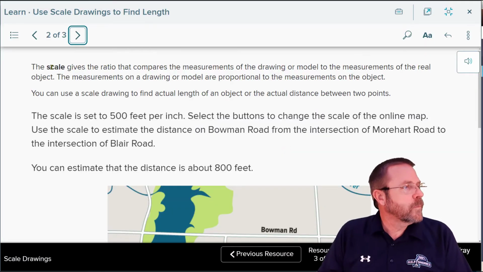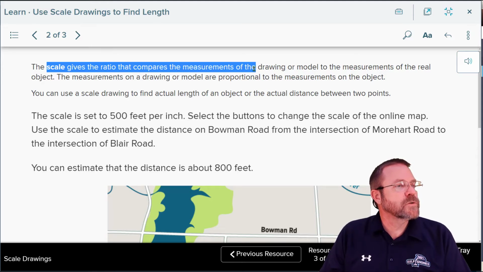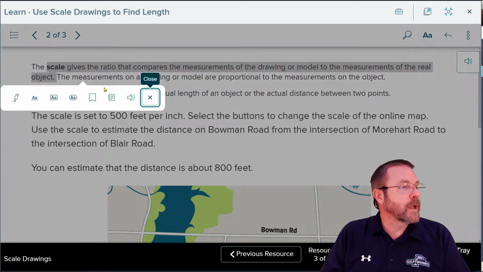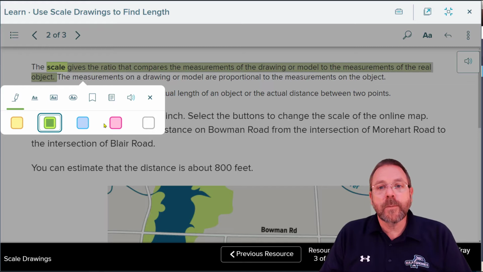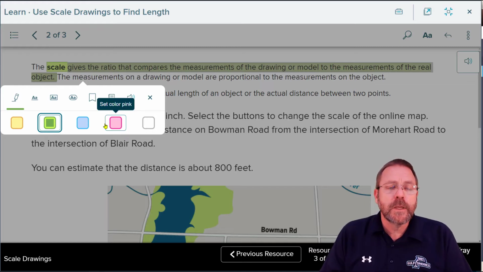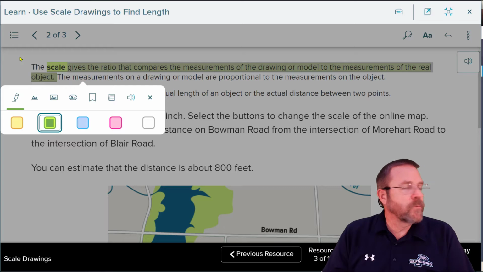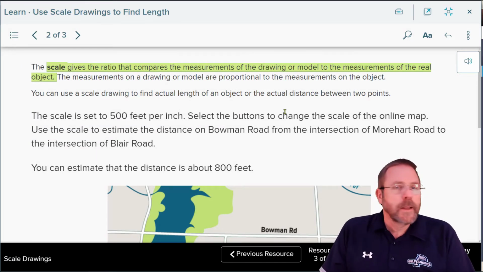Our next vocab word is scale. Scale gives you a ratio that compares the measurements of a drawing or model to the measurements of a real-life object. Hanging in my classroom, I've got some old models that I built way back when I was y'all's age, and I always used a 1/48 scale where every 1 inch on the model related to 48 inches on the real plane. Every 1 foot on the model was 48 feet on the real plane. Kind of give you some perspective for how large those really were.